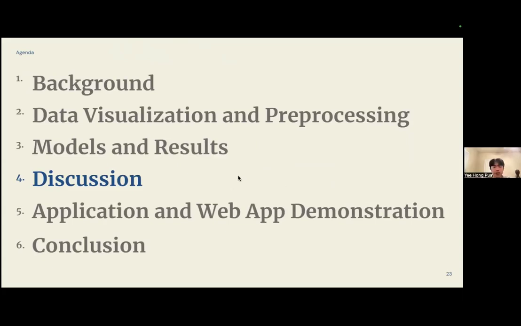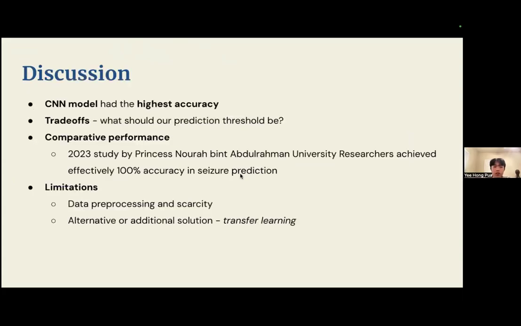All right, getting a bit more into our results. The convolutional neural network model ended up being the model with the highest accuracy. That may be due to the nature of how EEG data looks. CNN models are really good at image recognition, and since EEGs are signals, we propose that CNNs are really good for analyzing signal data and time series data.